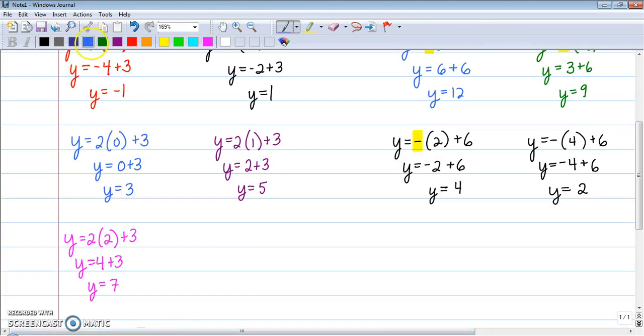And the last one I'm going to plug in is positive 7. So like I did on that error, please be careful, or try to catch yourself, that you keep the equation the same. So it's always plus 6. So this will be negative 7 plus 6, which is negative 1.